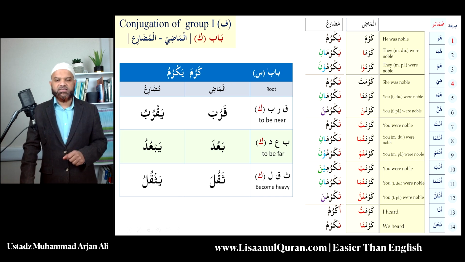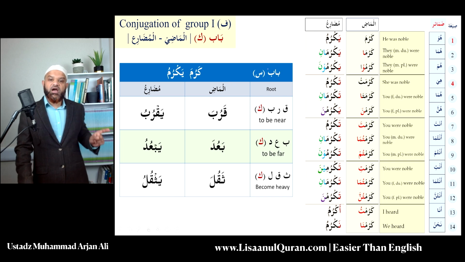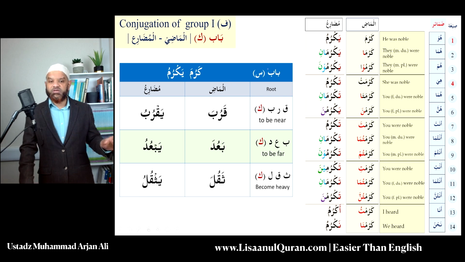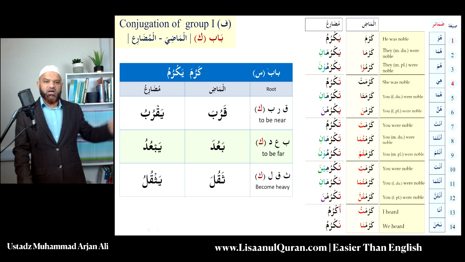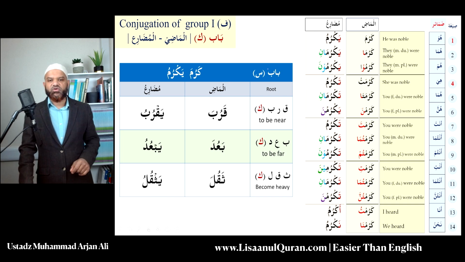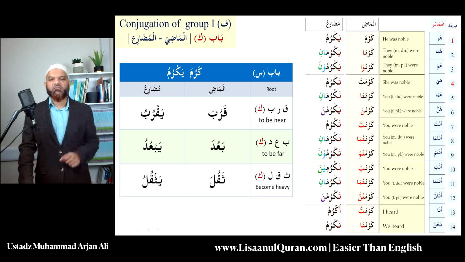And that's it. That's the 6th pattern, and that's the last pattern. Good news: when you have karuma, there is no other possibility. It will always be u in the middle root letter. So there is no fatha or kasra to worry about. Karuma yakrumu, and that's it. So if you see dhamma in the middle root letter of the madi of the group 1 pattern, then it will always be dhamma in the mudari.